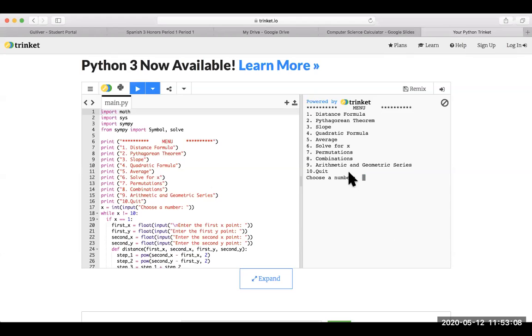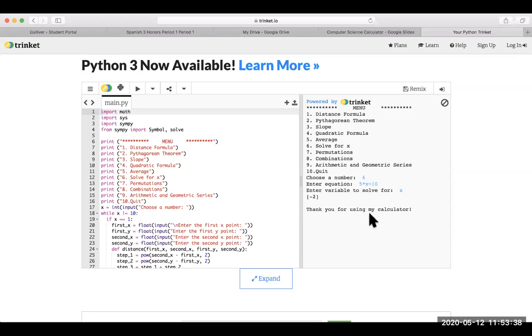Okay, so let's solve for x. Let's do number 6, see what happens. So now it'll ask you to enter your own equation. 5x plus 10 equals 0. You don't need to put the equals. This only wants the left side. It assumes the right side is equal to 0. Okay. And then enter the variable to solve for. So you don't have to use x, but in this case we're going to use x. Okay. And there you go.